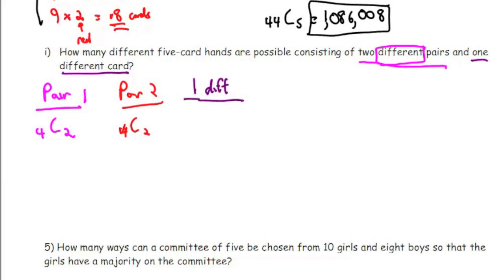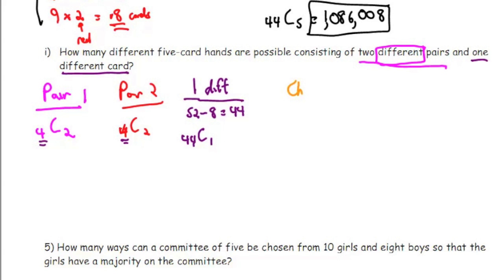If we then take a look at this 1 different card, we've dealt with the 2 pairs, but what about the 1 different card? So we'll just call it 1 diff here. Well, if we can't select anything from pair 1 or pair 2, we can't select from those sets, or else we'd have a 3 of a kind. It means we have to subtract these 2 4s from our total set of 52 cards in a deck, which means that we started with 52 and we're subtracting 8 cards from that, giving us 44 cards to choose from. So our 1 different card can only come from 44, and we're just selecting 1 of those.